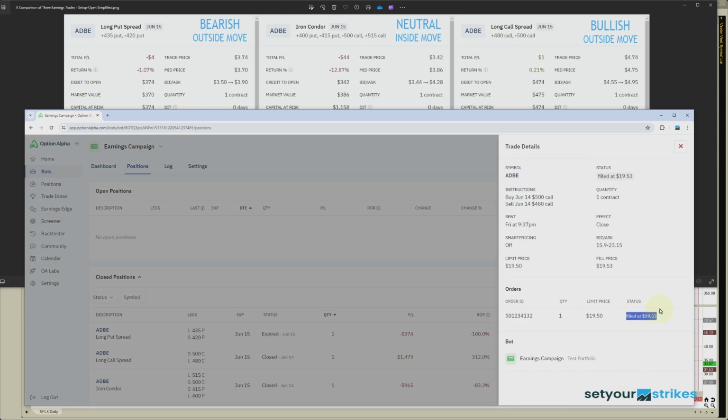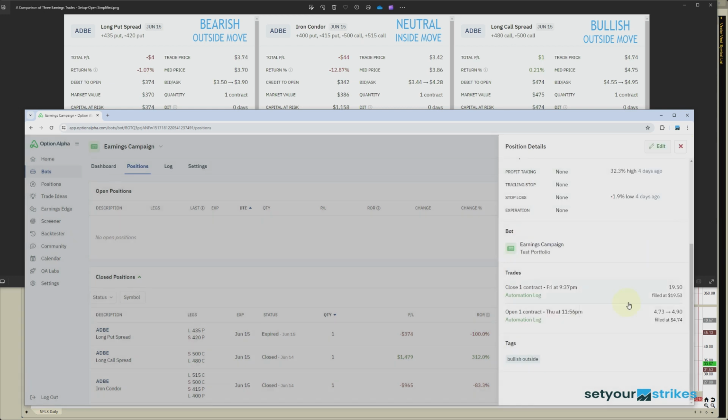The higher the price, this is a debit spread, so the higher the price is, the better. It would be a better fill. So yeah, happy with that one. Again, got out of it really quickly. No complexity there and nothing to worry about on that one.